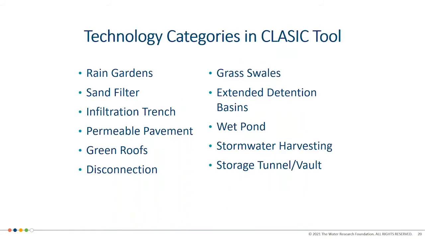Here's a list of technology categories that we've included in the CLASIC tool. We have rain gardens, sand filters, infiltration trenches, permeable pavement, green roofs, disconnection, grass swales, extended detention basins, wet ponds, stormwater harvesting, and storage tunnels or vaults. So you can see here a possible combination of green and gray infrastructure across the spectrum.